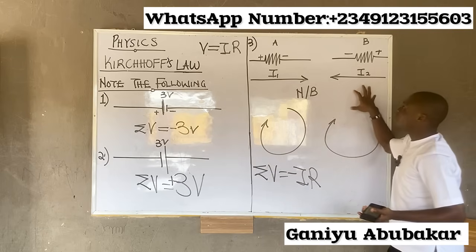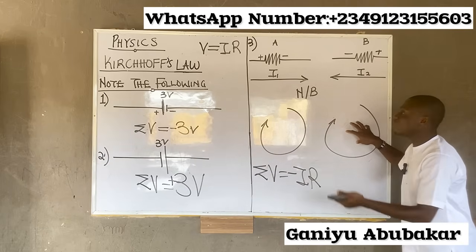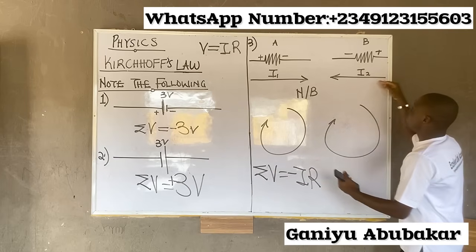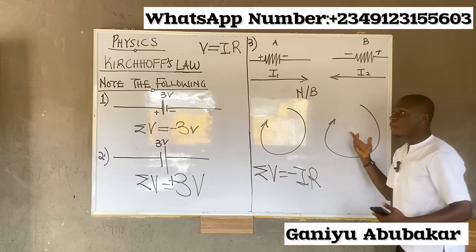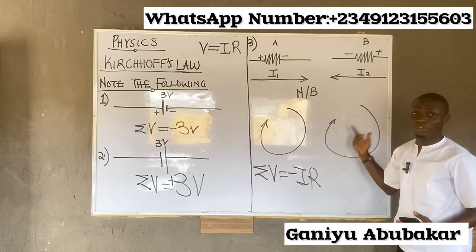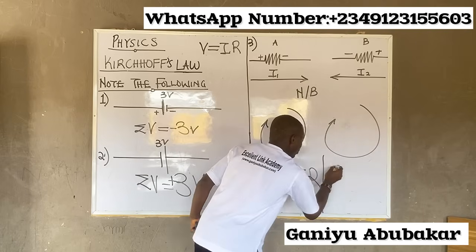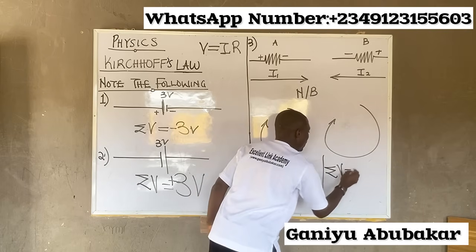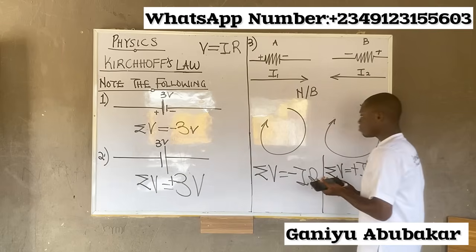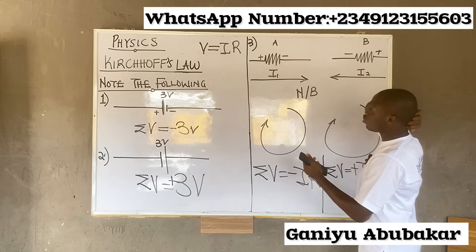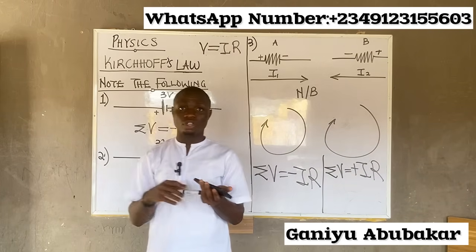For this one here, observe that the assumed direction is not following the original direction given here. They are moving in the opposite direction. This one is moving this way, this is moving this way. Opposite direction. Take V as positive in this case. So for this case, for B, the summation of V is positive IR. So I have this expression. These are the things to note when it comes to Kirchhoff's law.